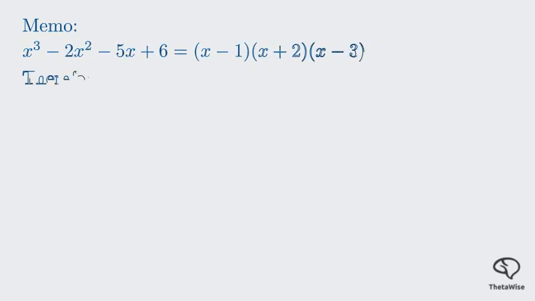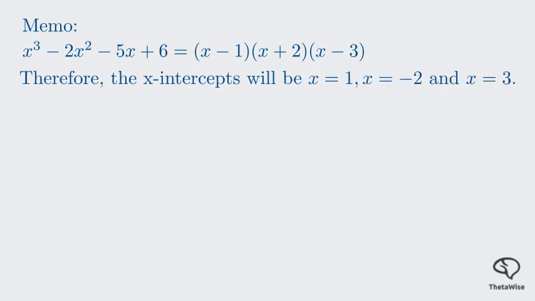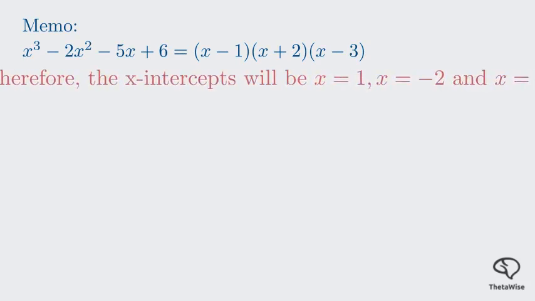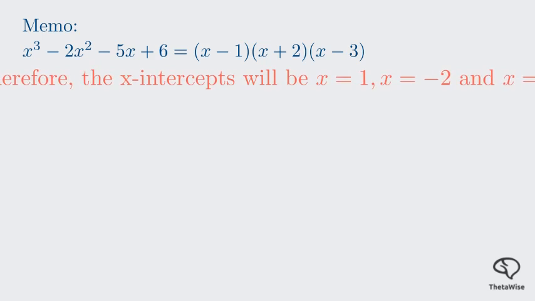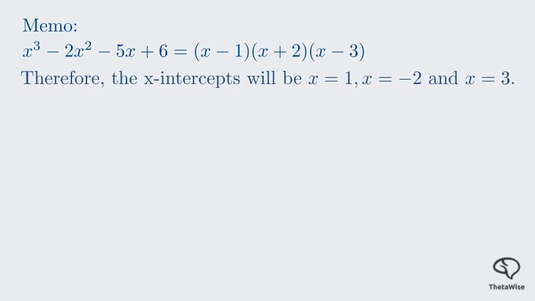Let's take a moment to look at the final answer provided in the textbook memo. The memo correctly states that the factorization is x minus 1, x plus 2, x minus 3. It also goes on to find the x-intercepts. Let's pause here. While the factorization is perfect, there's a slight misunderstanding about x-intercepts that we need to clarify. The wording in the memo might be a bit confusing.